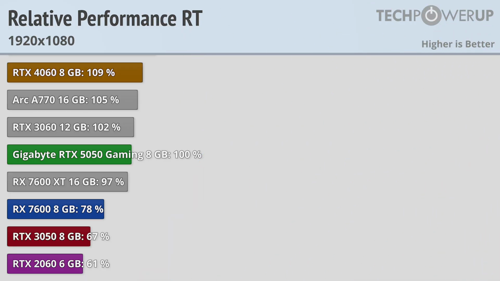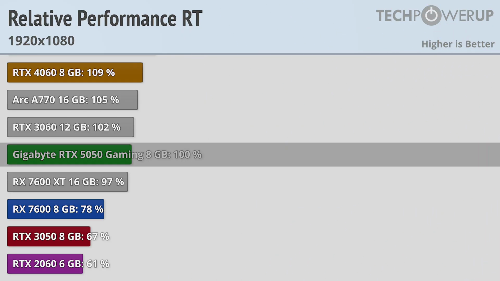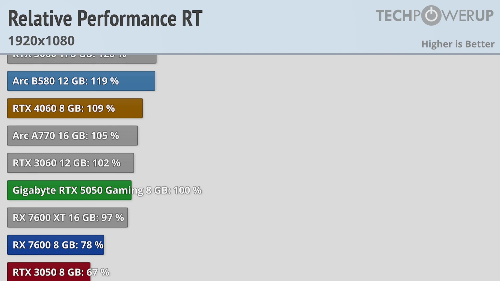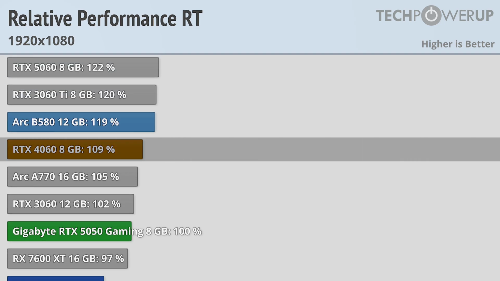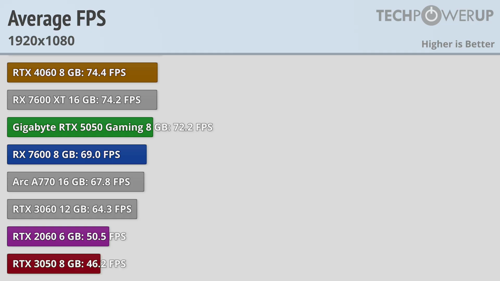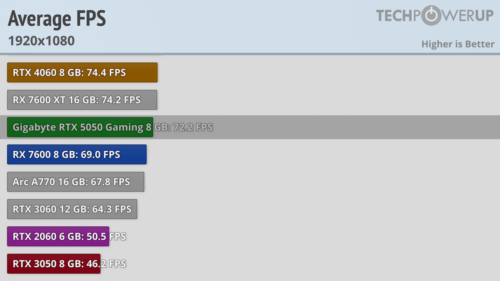Enabling ray tracing is a strain on these entry-level cards, with the RTX 5050 now coming in below the RTX 3060, and the RTX 4060 now being 9% faster, and the Arc B580 being 19% faster. Still, without ray tracing, most of these cards can produce a pretty playable experience, with the RTX 5050 producing 72.2 FPS at 1080p, which is with ultra-quality settings.